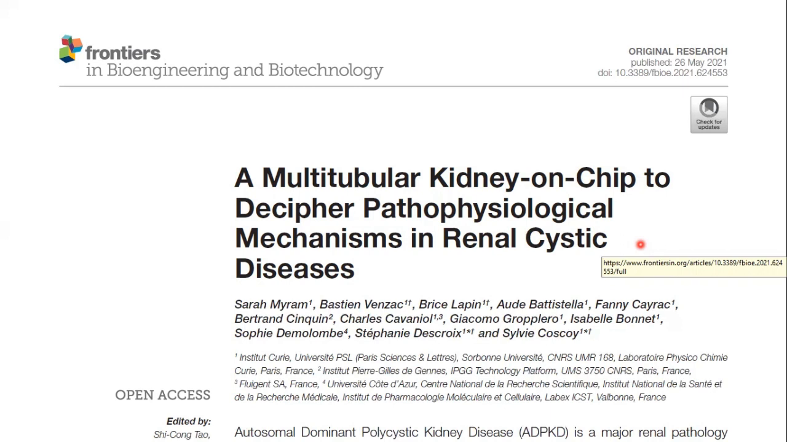ADPKD is characterized by enlarged kidneys in which progressive, numerous and bilateral fluid-filled cysts extend from renal tubular epithelial cells. Human cysts could reach up to 3 millimeters in diameter, detach from the parent tubule, and migrate away while continuing expanding. Expanding cysts constrain the function of renal parenchyma and participate in its progressive failure during ADPKD evolution.